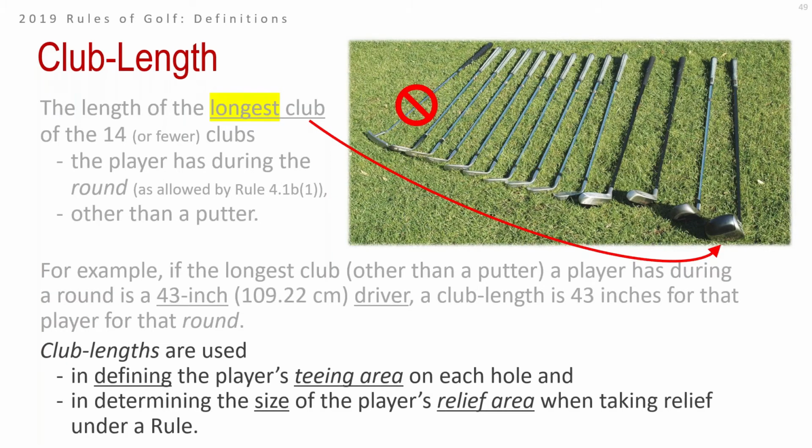Club lengths are used in defining the player's teeing area for each hole. As you know, the teeing area stretches 2 club lengths from the tee markers, as well as in determining the size of the player's relief area when taking relief under a rule.